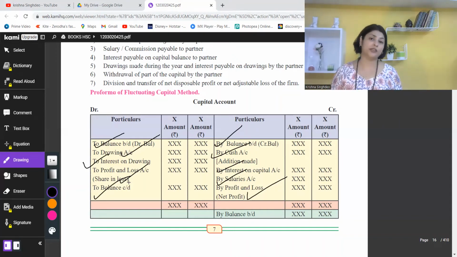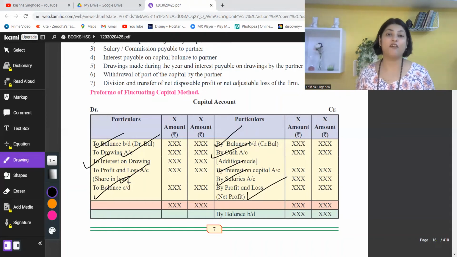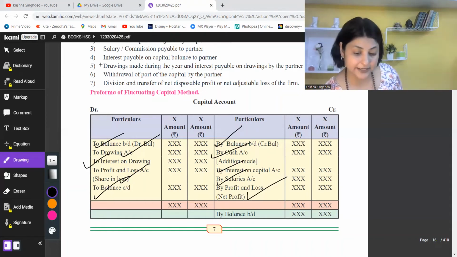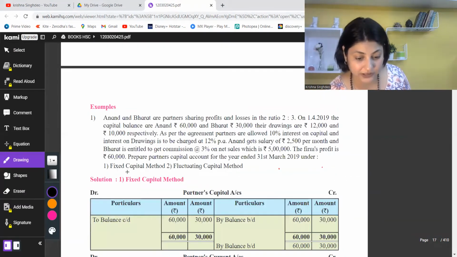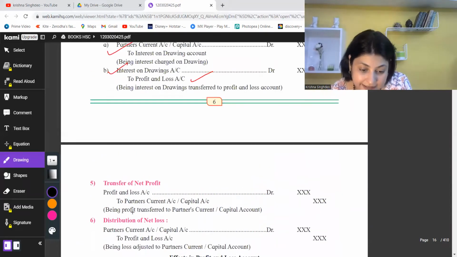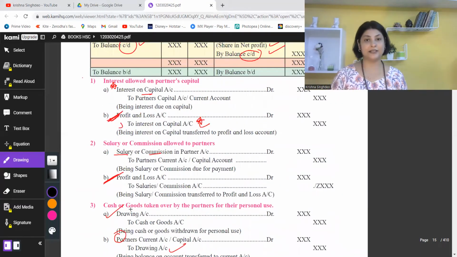Just one thing you have to think. What is that one thing? You have to think whether this item is of credit or debit. So very, very simple. As far as entries are concerned, let us see the journal entries. Journal entries are going to be the same as what we had discussed yesterday. The journal entries we discussed yesterday are these entries only.